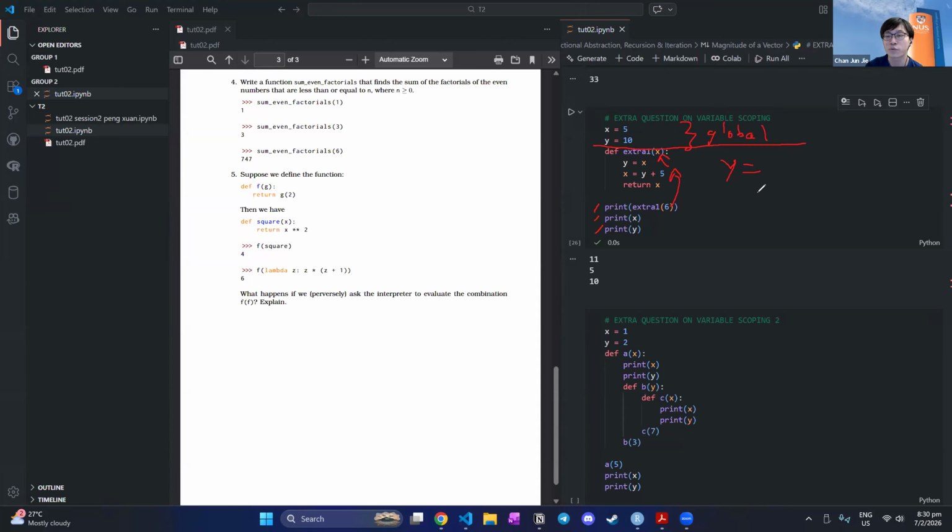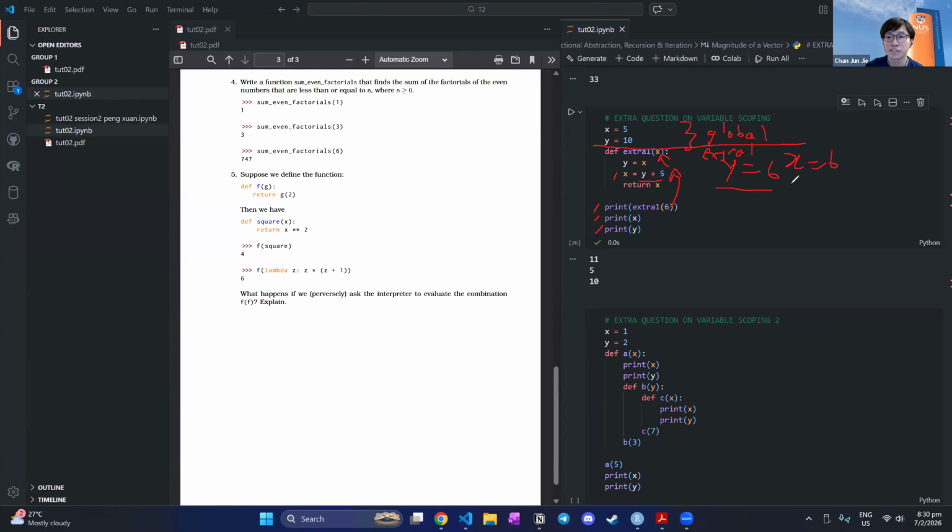So within the local scope of extra1, y will be set to x, which is 6. And the input x was 6, right? Yeah. Then when this line runs, x is set to the current value of y plus 5. So what is the current value of y?